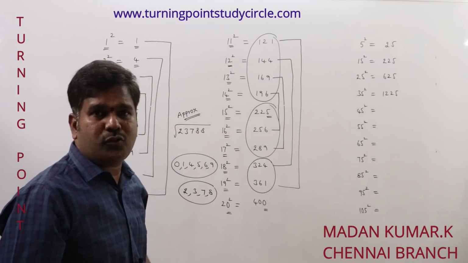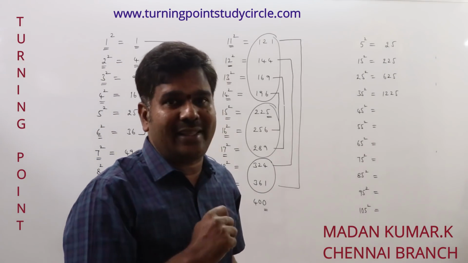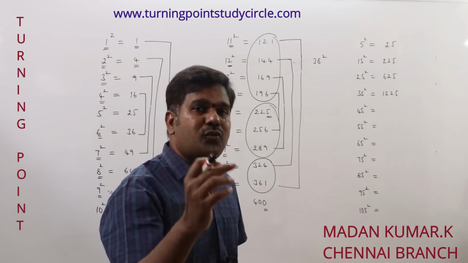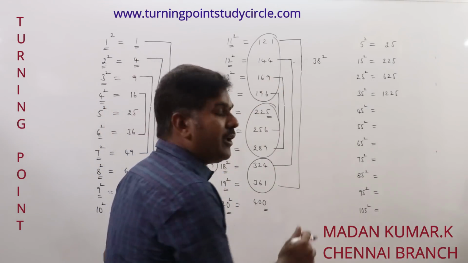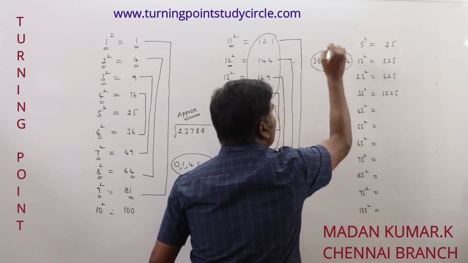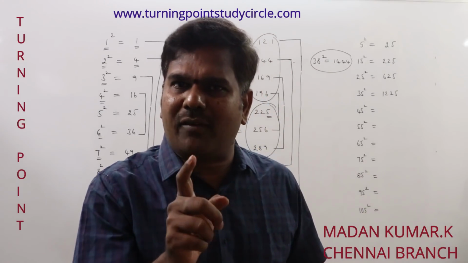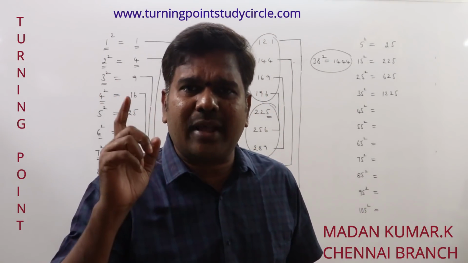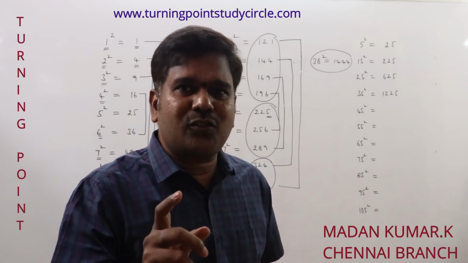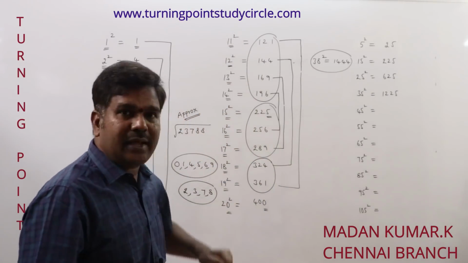Now if you see 12 square is 144, additionally you can learn one more square here, that is 38 square. You know what 38 square is? It is 1,444. Easily you can remember, right? 12 square is 144, 38 square will be 1,444. Just remember it as a fancy number: 12 square is 144 and 38 square is 1,444.